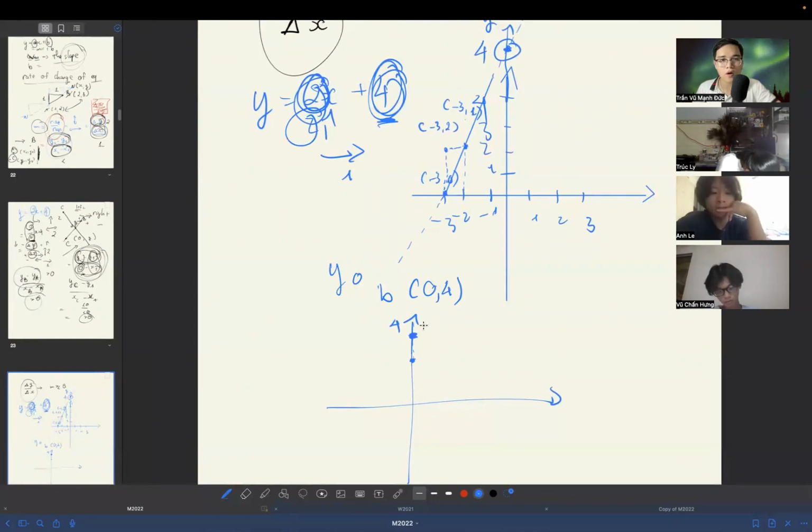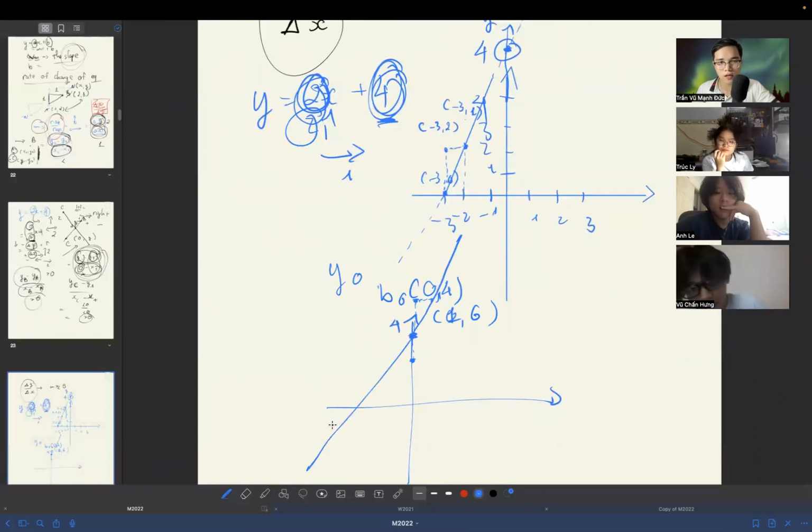You move down 2 units, or you can just follow the rule. You just move up by 2, so you have 6, and you move to the right 1 here. So you have 1, 6. So you draw a line between 0, 4 and 1, 6, and you get a graph.